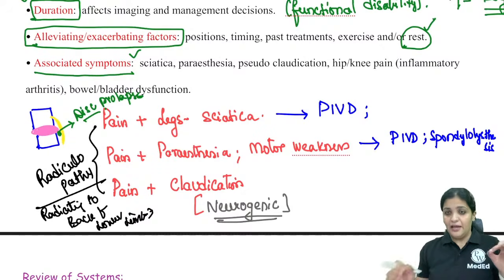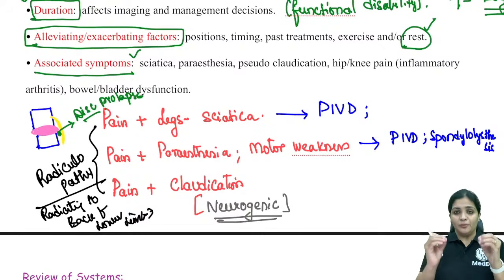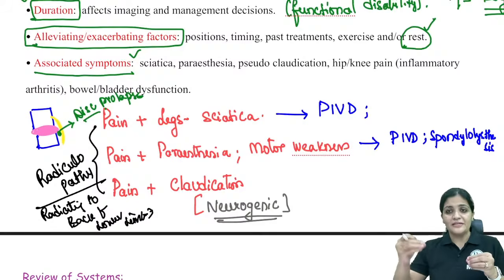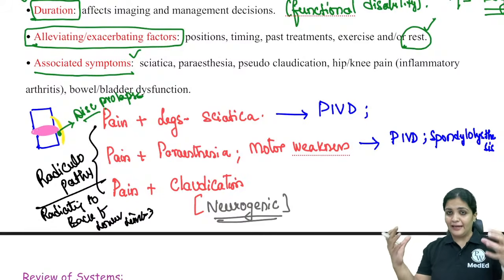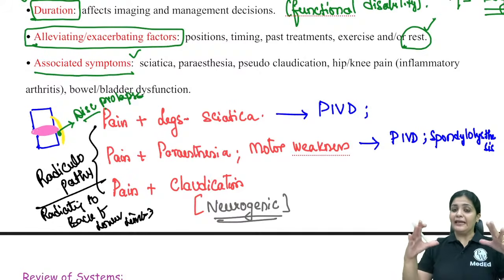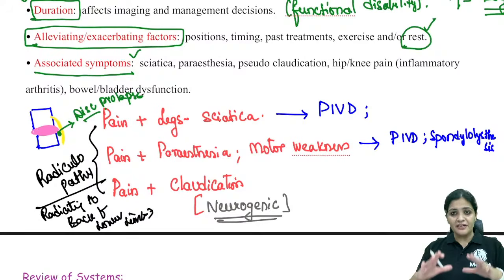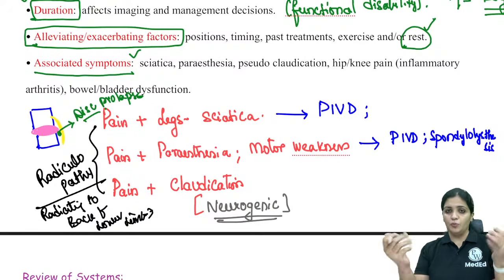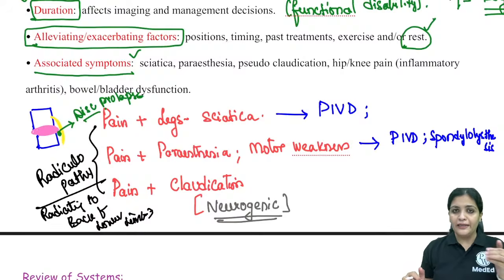What does that mean? Neurogenic claudication means the patient will walk for a certain distance and then he will have severe pain, tingling and numbness, and he can't walk further, and he has to sit and take rest for some time, and after resting for some time again he will be able to move. So this is called claudication, right?